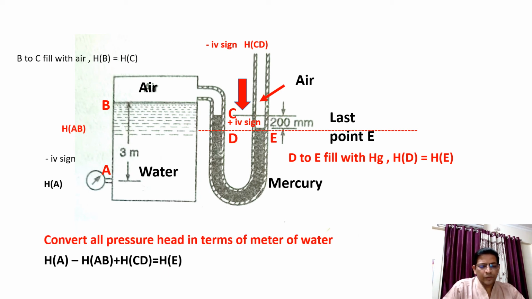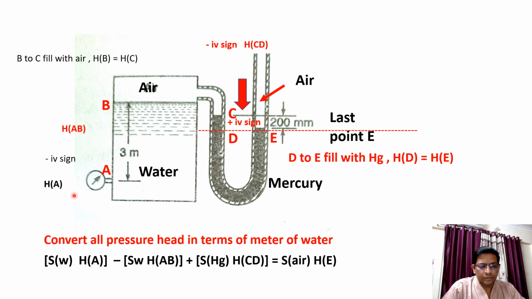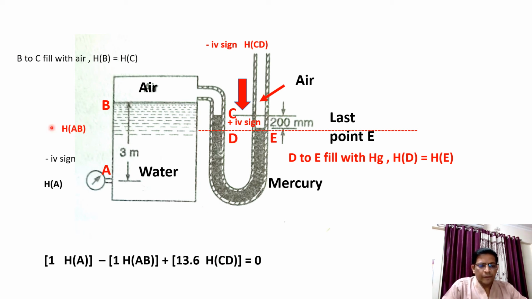Next step, convert all pressure heads in terms of meters of water column. So the pressure head at point A is multiplied with the specific gravity of water. Like this, please multiply each individual fluid column height with its specific gravity. Now the specific gravity of water is 1, and the specific gravity of mercury is 13.6.